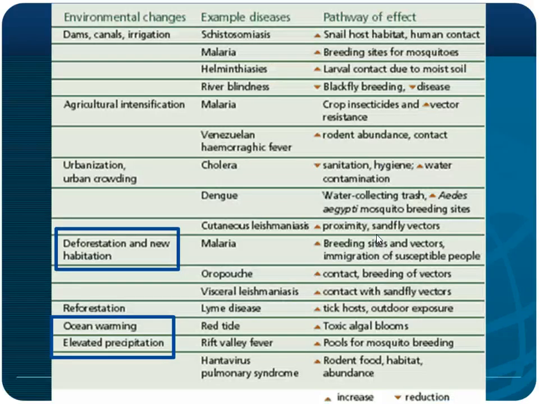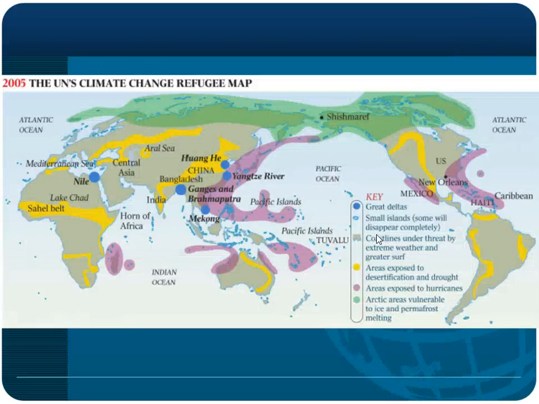Now, deforestation and new habitat, ocean warming, and elevated precipitation, those are all things that are going to be related to climate change. Now, obviously, deforestation has other reasons too, and we're going to talk about that later on. But these are things right now that will also be related to global climate change. And so here you can see some of the things that are going to be problems in terms of disease, right?